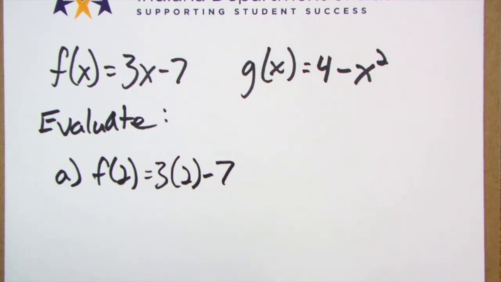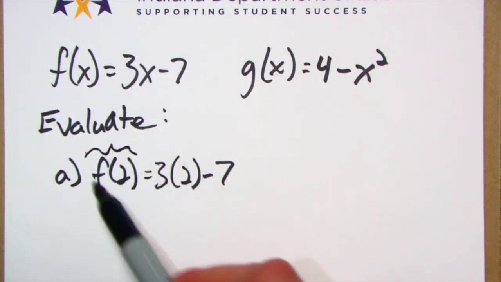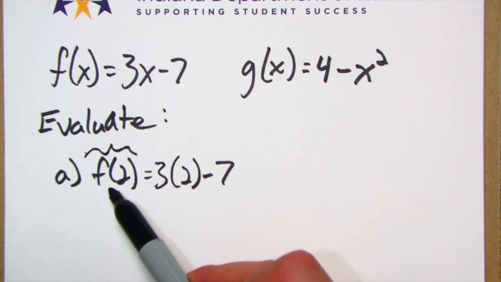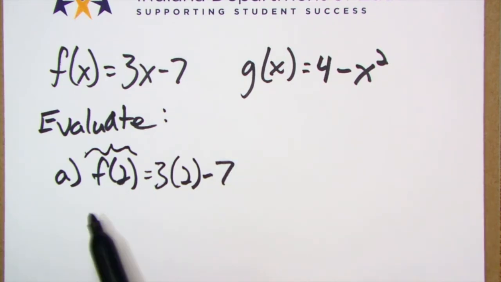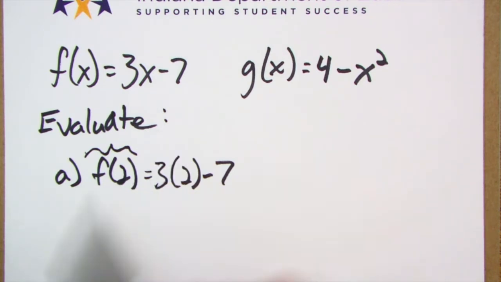All right, I'm going to make a big deal out of this right here at the beginning. This f is the name of the function. That's all it is. It's not f times 2. There is no mathematical calculation going on this side of the equation. That's just telling us we are trying to figure out what the value of the function f would be if we put a 2 in for x. That's all that is.